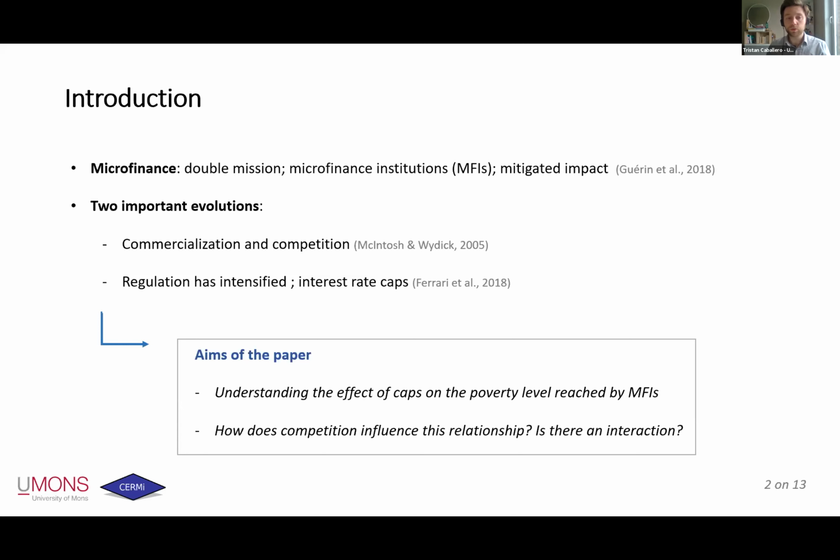Then I also try to link the effect of this specific regulation to the market conditions in which it is applied, because once again, when you look at the literature on microfinance regulation, the idea is to try to see the outcome of a regulation, but not so much to place it in context, and especially in terms of market conditions and competition, while it can really have an important conditioning of the outcome.